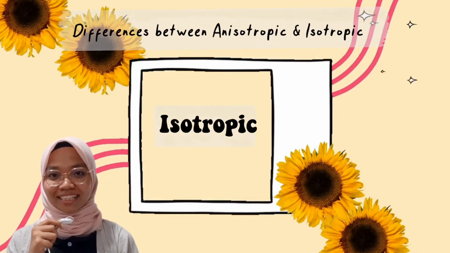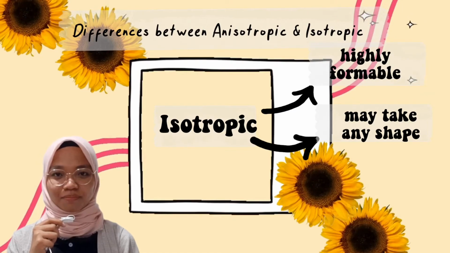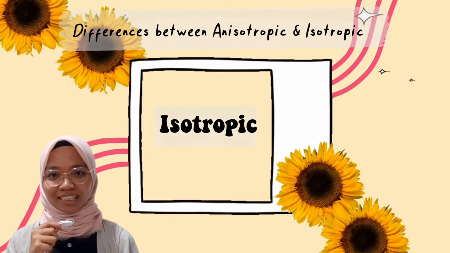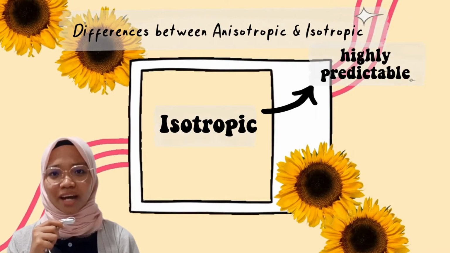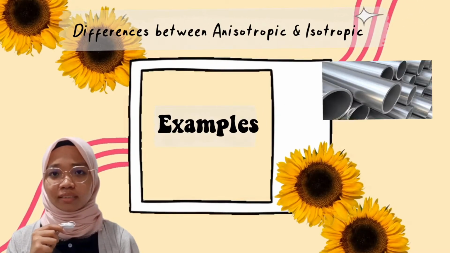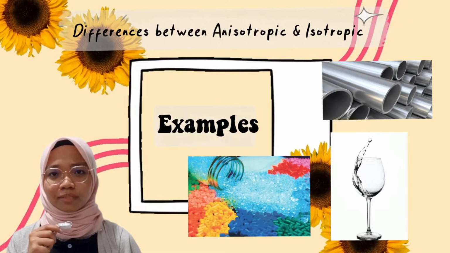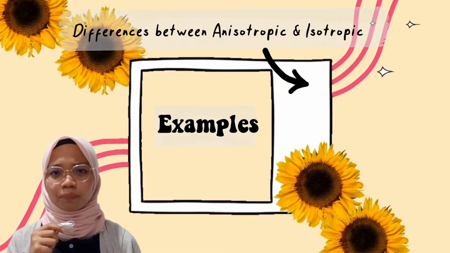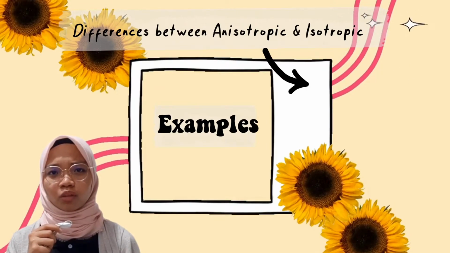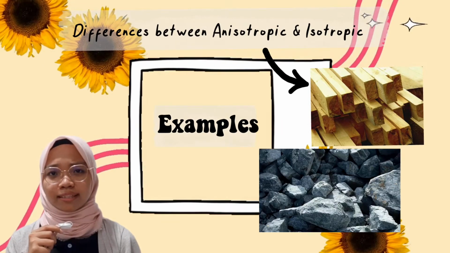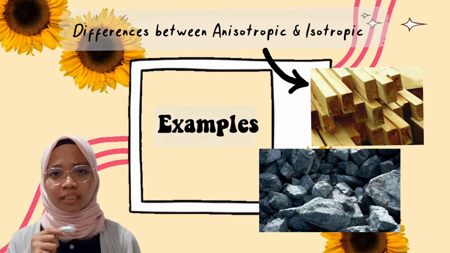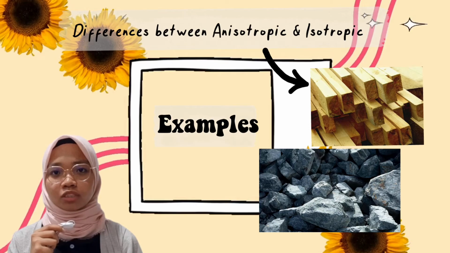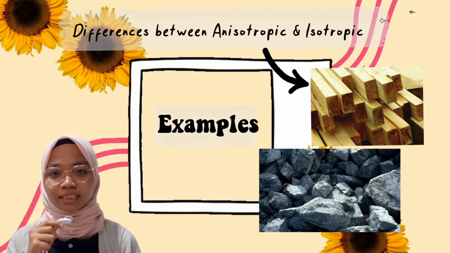An isotropic material is highly formable and may take any shape. Since the properties of its microcomponents are the same in any orientation, its behavior is also highly predictable. Metals, glasses, most liquids, and polymers are examples of isotropic materials. Meanwhile, anisotropic materials are often different kinds of woods and rocks. These types of rocks are mostly laminated in structure, while woods are naturally reinforced, as seen through the orientations of their fibers.